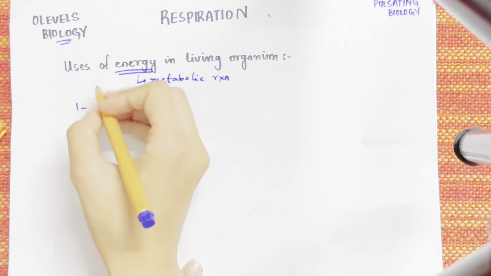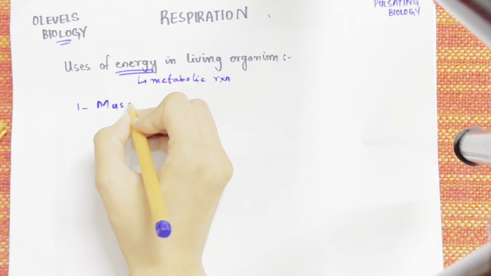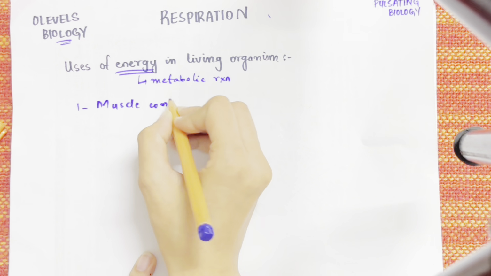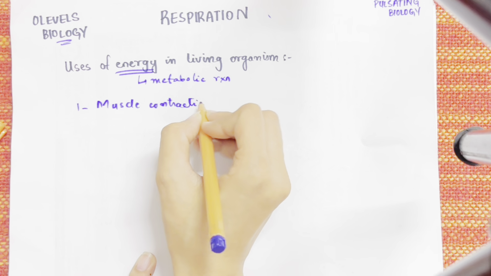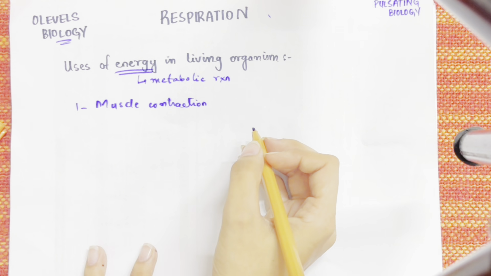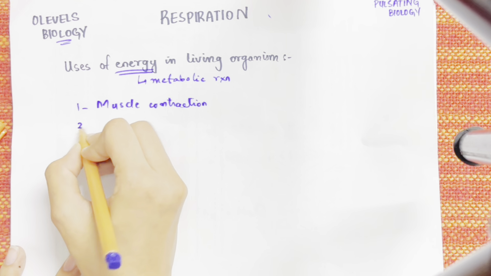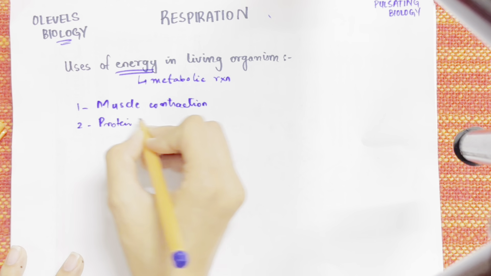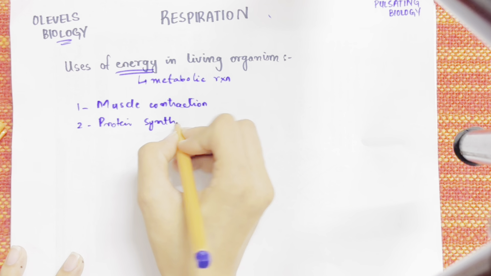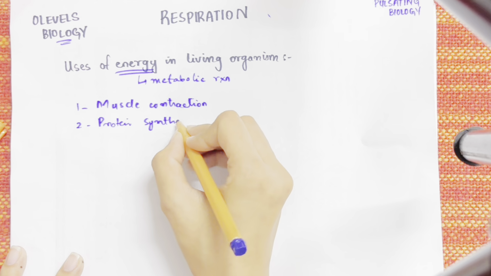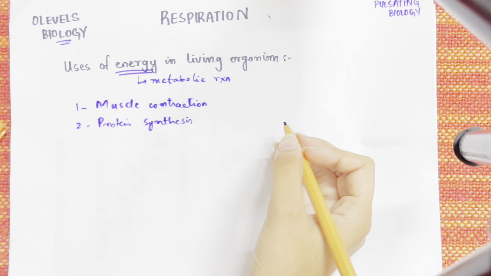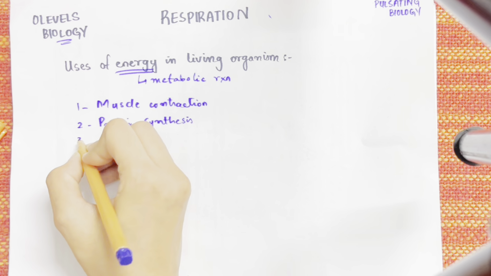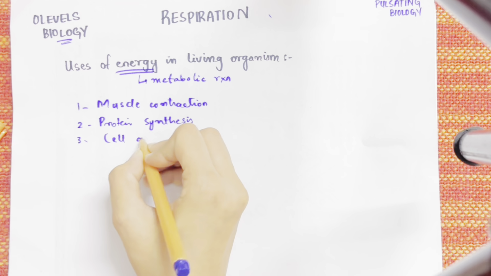So the first reason is muscle contraction. The body requires energy in a larger quantity in order to contract muscles and help them perform their function properly. The second is protein synthesis. Protein is required by our body in macromolecule quantity, and that's why protein synthesis is very important for our body. Thirdly, we have cell division.